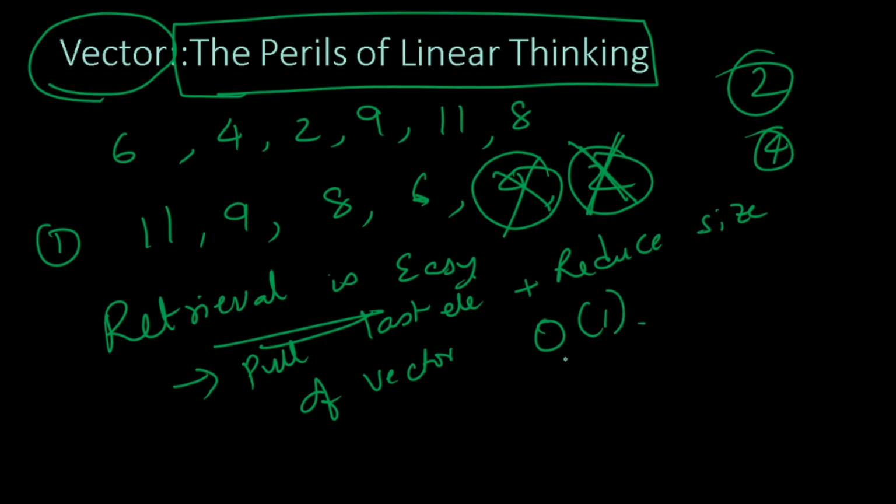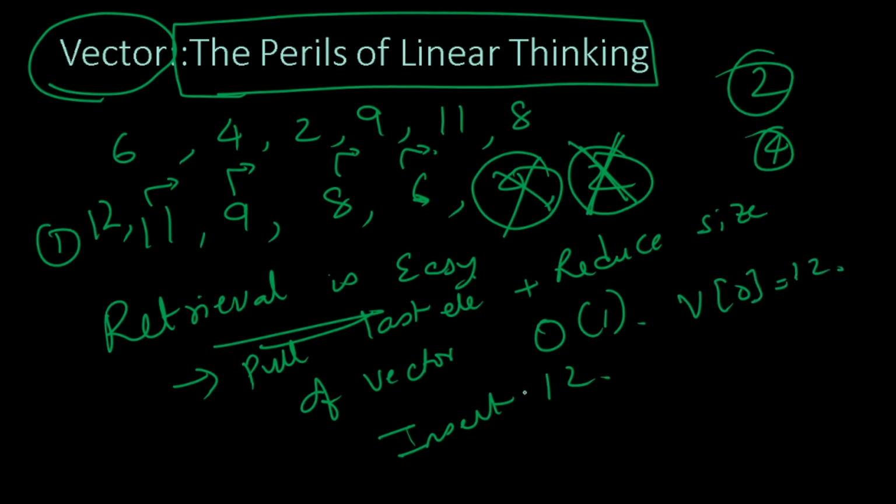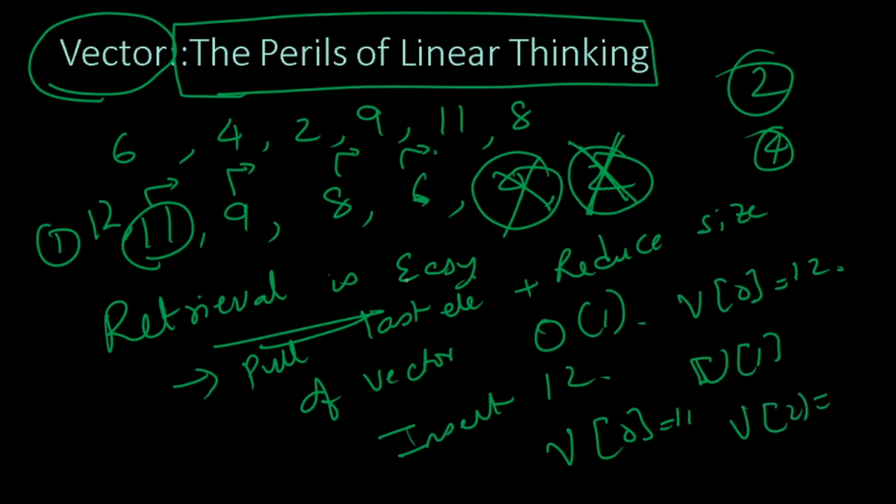What about insertion? Let us say you have to insert 12. The appropriate place to insert 12 would be here. But that would mean I need to move all these elements by 1 unit. My vector of 0 is now 12. So what was originally my vector of 0? My vector of 0 originally was 11. So I have to make 11 sit in vector of 1. And vector of 2 will become 9. Vector of 3 will become 8, so on and so forth. So whenever I have to insert, worst case I have to do order of n operations.